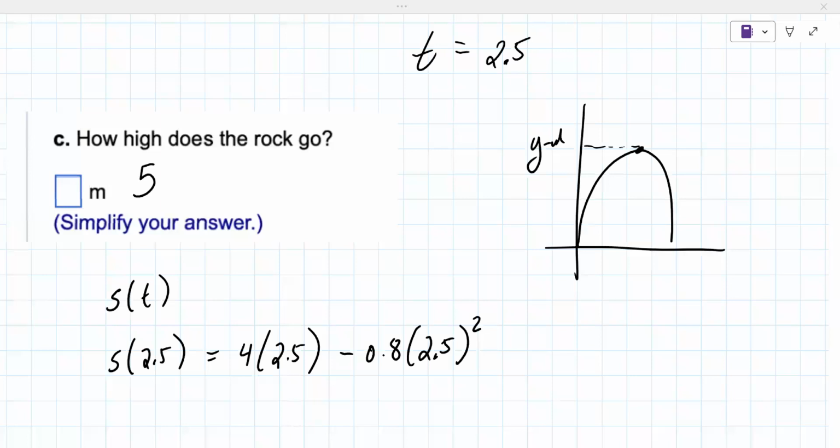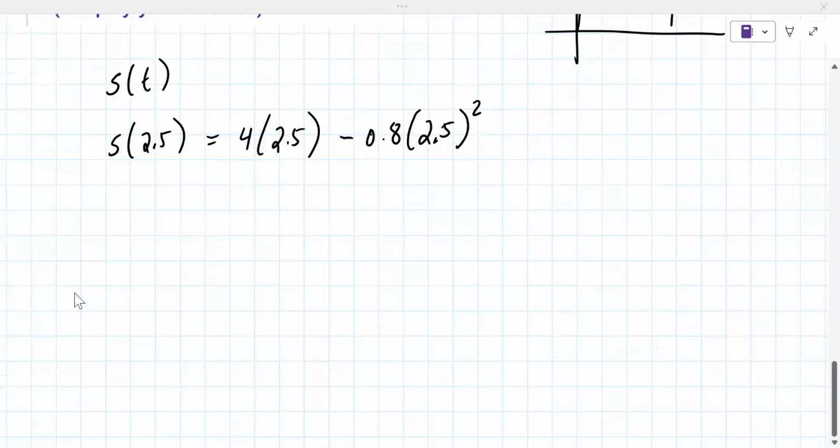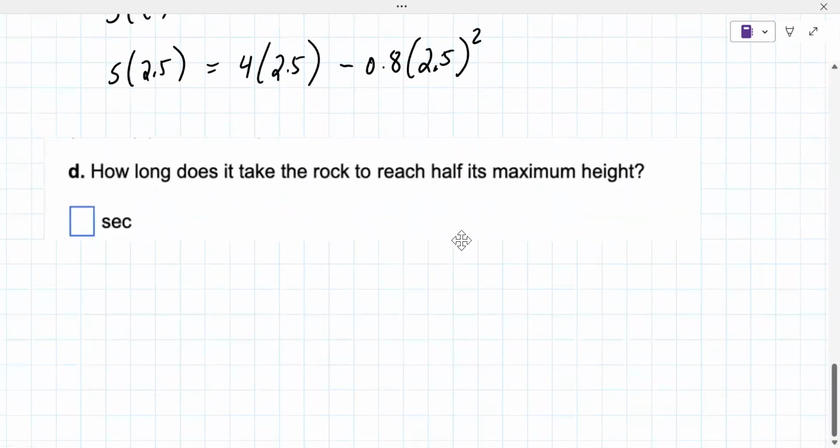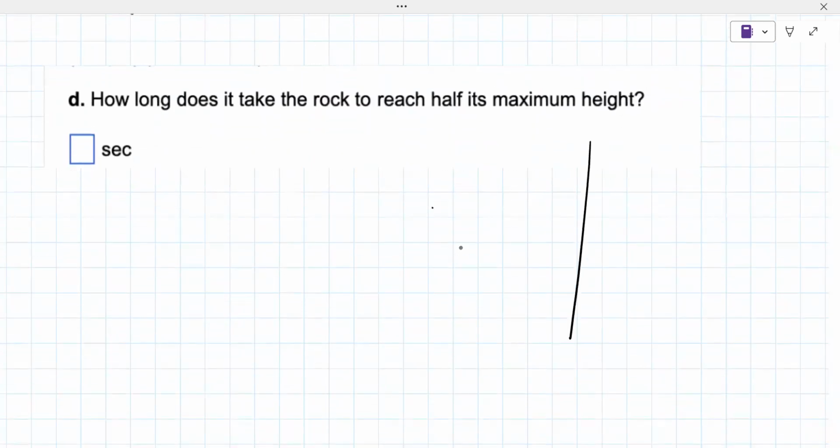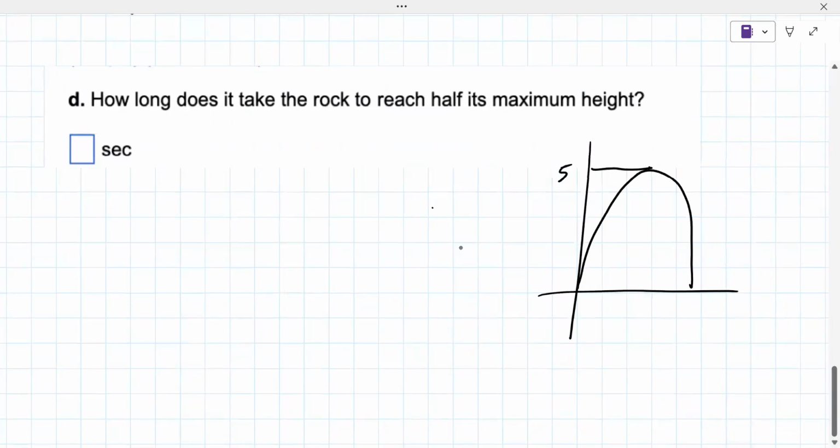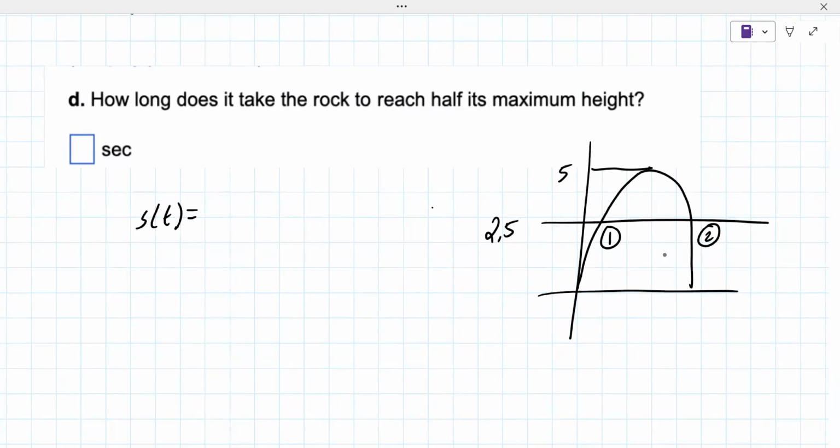So now it says, how long does it take the rocket to reach half the maximum height? Again, I like drawing the picture each time. So that's 5. We're interested in how long does it take to reach 2.5. And notice there's 2 places where that occurs. Once on the way up, once on the way down. So we're setting the original function equal to 2.5. So 2.5 equals 4t minus 0.8 t squared, like that.